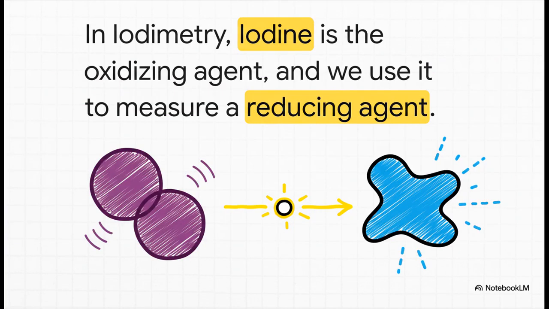So let's talk about the roles here. In a redox reaction, you always have one chemical that gives away electrons and another that takes them. In this case, iodine is the oxidizing agent. It's the one that takes electrons. And that's exactly why iodimetry is used to measure a reducing agent, a substance that's ready to give away electrons. See? They're perfect reaction partners.